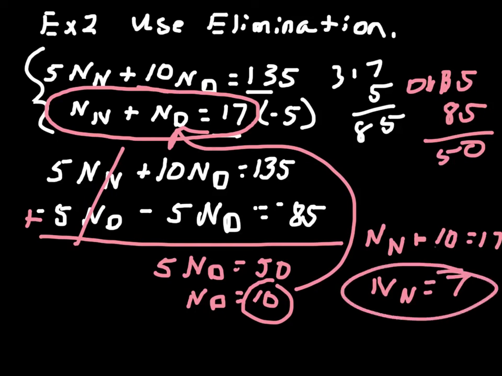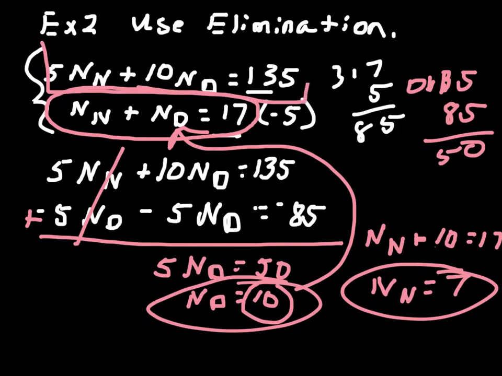So I have 7 nickels, I have 10 dimes, and it's really easy to check these because you can just substitute the values into either one of those equations. So really not a lot different other than we're using a little bit more meaningful type of variables called subscripted variables.